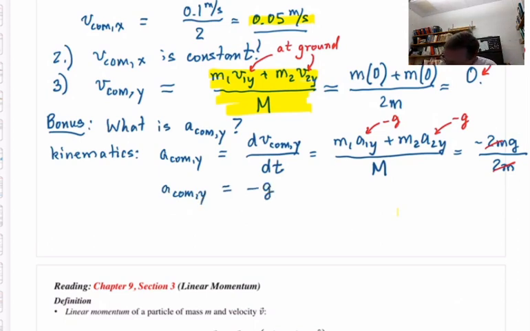Constant, right? The acceleration of the center of mass of this shooter dropper is constant, because the vertical motion for both is determined solely by gravity, which is a constant force.